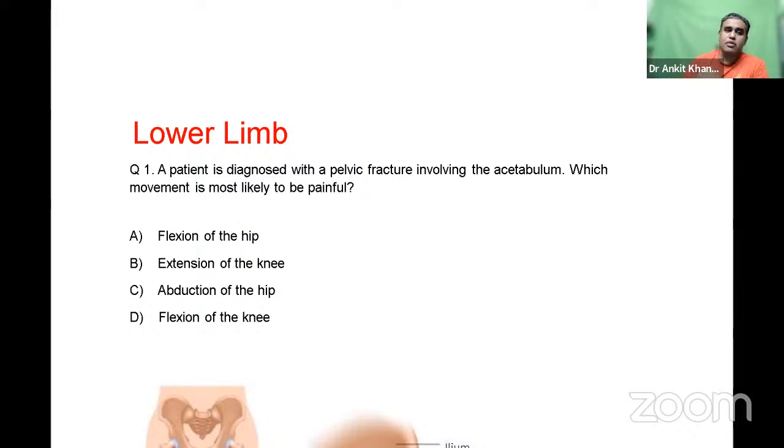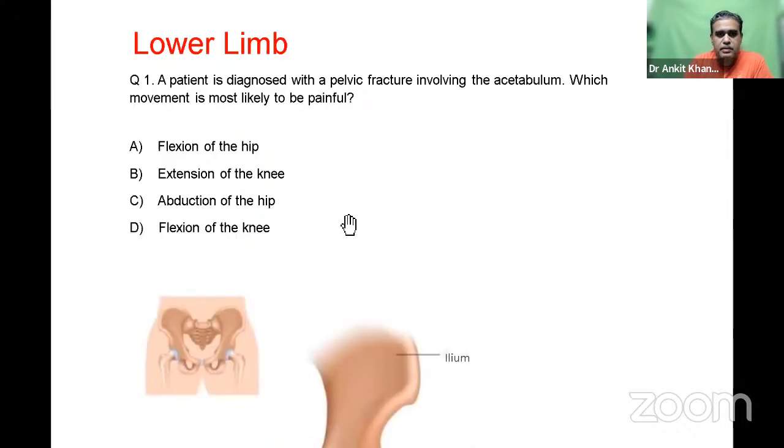But abduction of the hip, option C, involves more, where the whole femur with the lower limb is going outside. So there's a whole rotation of the head of the femur inside the acetabulum. Flexion also has movement, but a bit less compared to the range of movement in abduction. So the answer over here will be abduction of the hip.